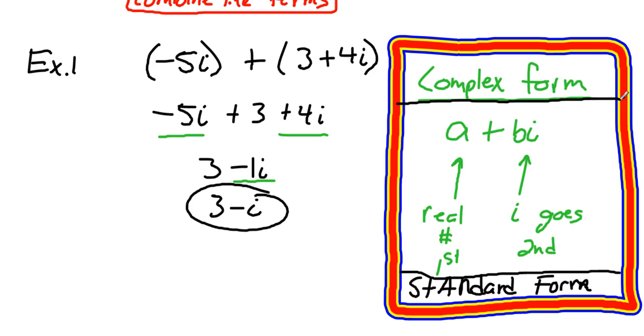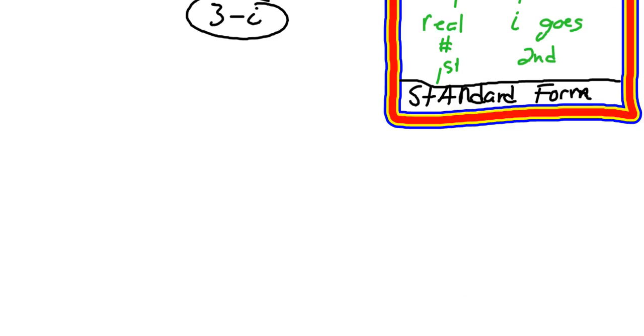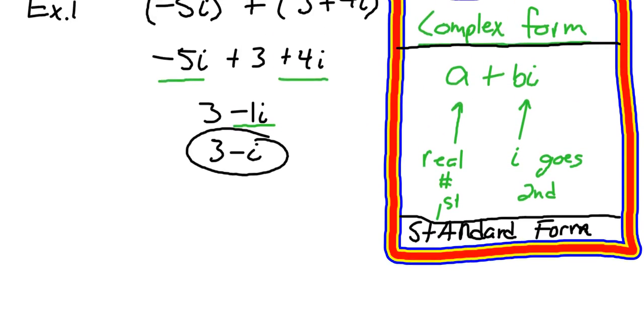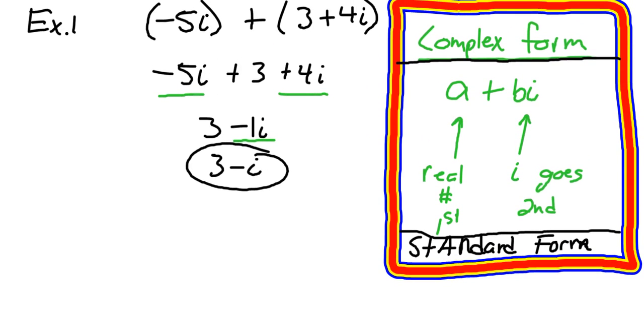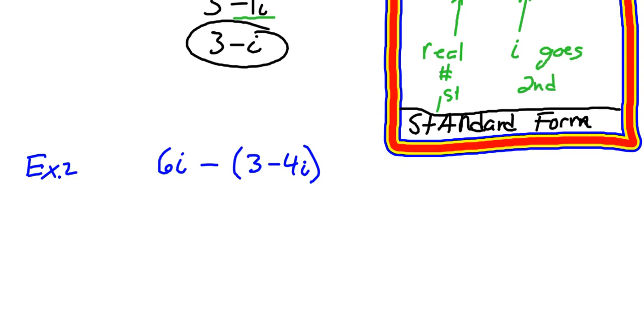Okay, now addition. There's really no tricks to it. The only one that you have to be the least little bit careful with is when you do subtraction. Okay, so let's say you have 6i minus 3 minus 4i.